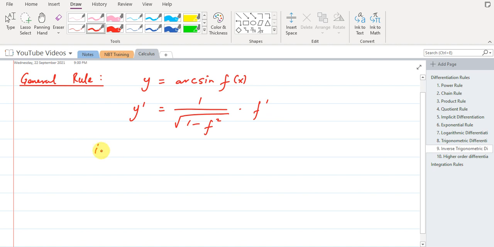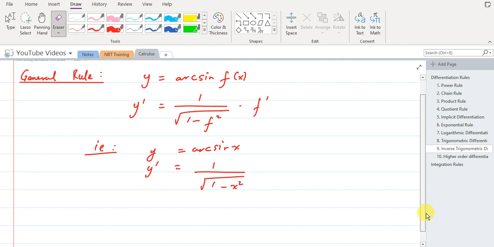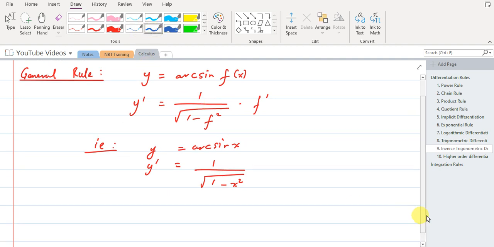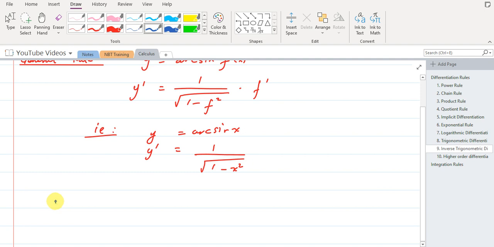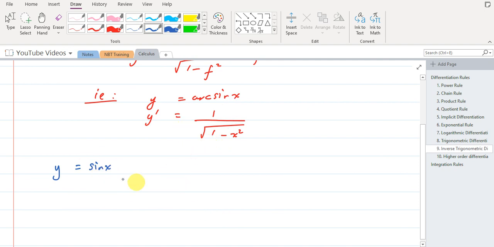In other words, if I just took y is equal to arc sine x, then my derivative will just be 1 over the square root of 1 minus x squared. Now you must be wondering what the arc sine and arc cos functions are. These are inverse trig functions. I'm just explaining quickly what an arc sine function is, starting with the function y is equal to sine x.